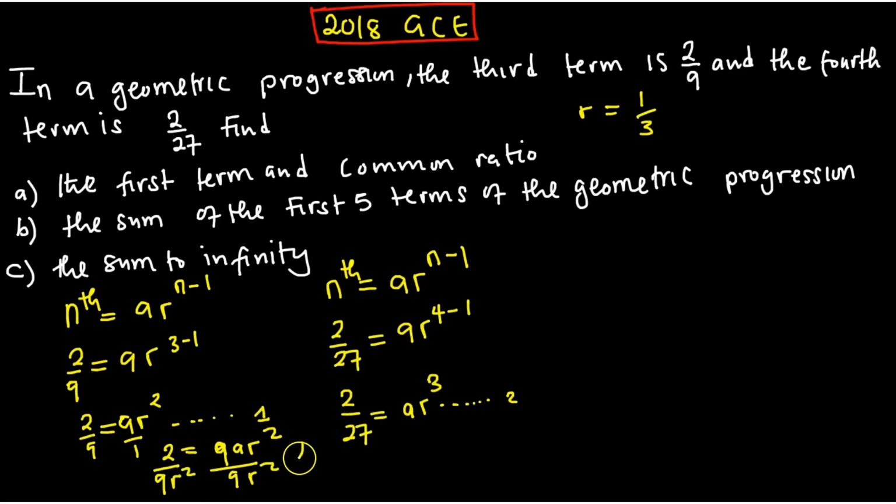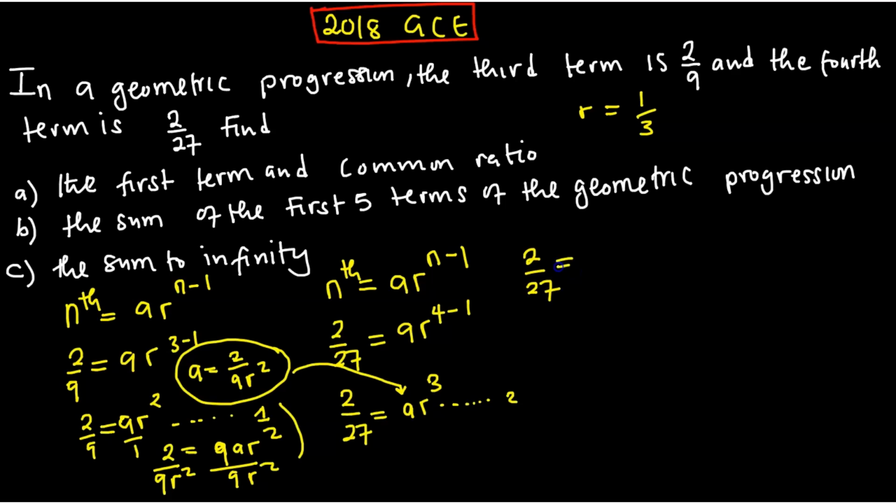And therefore, my A is going to be 2 over 9r squared. Then I'm going to replace this where there's A in the second equation. So now it's going to be 2 over 27 equal to, where there's A, we replace 2 over 9r squared, multiplied by r to the power 3.